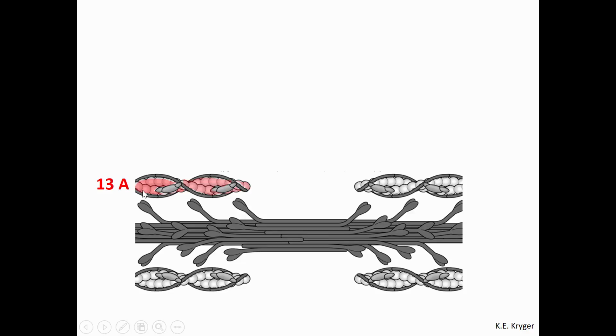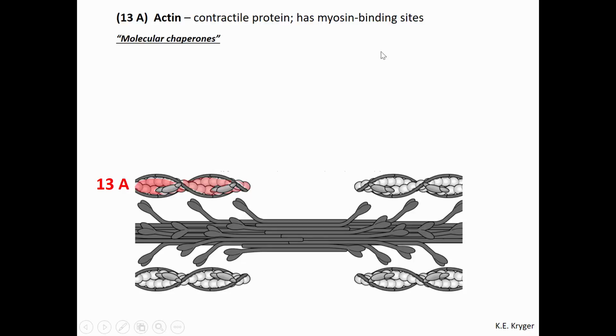So we're going to split the thin filaments at the molecular level. So 13A, right, it looks like pearls, right, or a beaded necklace that's been twisted. This is going to be our actin. Actin is a contractile protein, and it has myosin binding sites. If the name is myosin binding sites, it's going to bind to myosin. Remember, actin and myosin were the contractile proteins, but our molecular chaperones are going to be tropomyosin and troponin.